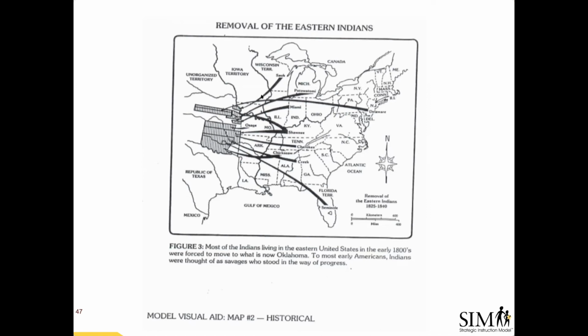People from Delaware, they moved over here, which is not quite Oklahoma. I think that is Kansas. And then the Sauk Indians, Seminole, Creek. So we have the names of the Indians. We have arrows showing move to Oklahoma. What else is unique about this?